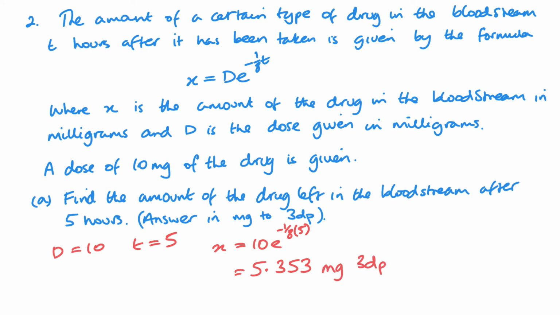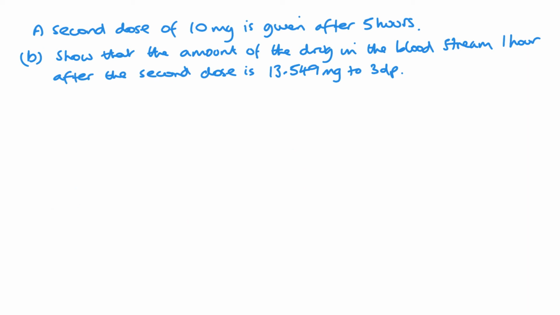Let's look at part B. So in this one now, a second dose of 10 milligrams is given after 5 hours. Show that the amount of the drug in the bloodstream 1 hour after the second dose is 13.549. So my formula is x = De^(-t/8).